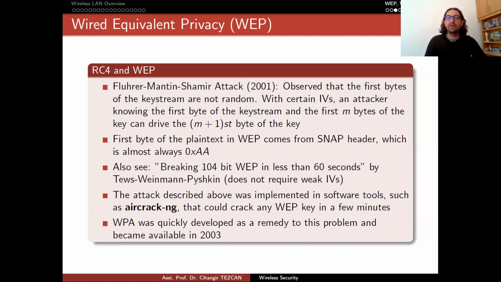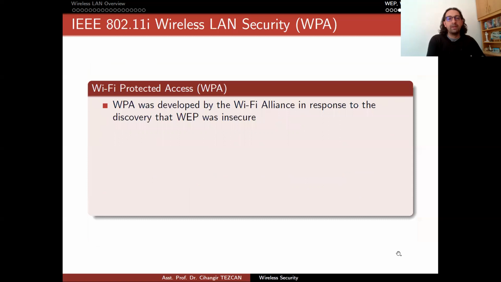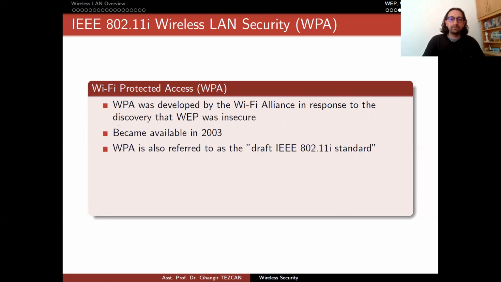So if they're using WEP, it is your responsibility to warn them that their Wi-Fi communication can be cracked in a minute. So let's talk about WPA, Wi-Fi Protected Access. It is shortened as WPA. WPA was developed by the Wi-Fi Alliance in response to the discovery that WEP was insecure. So it became available in 2003.